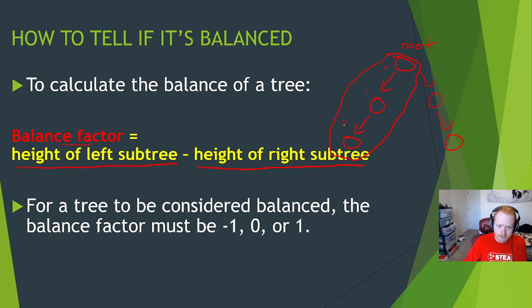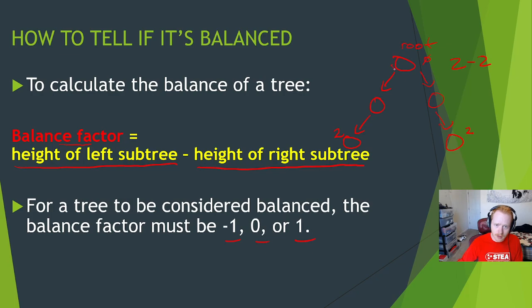Is it 0, 1, 2? We're saying 0, 1, 2. That sounds safer. But we have a height of 2 on our left subtree. If we look on our right, we have a height of 2. And so if we do 2 minus 2, we have a balance factor of 0 at our root node. For a tree to be considered balanced, we need a -1, a 0, or a 1.